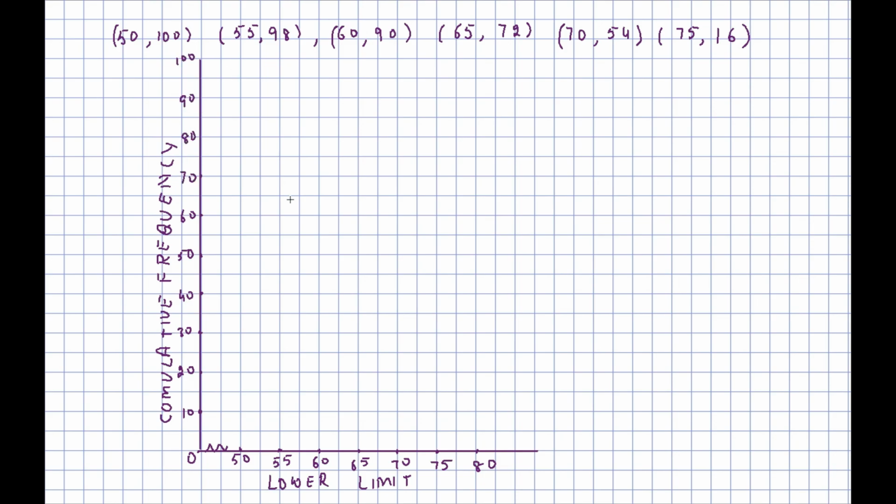Now plot the points. The point 50 and 100 will come here, and this is a point of 55 and 98. This is a point of 60 and 90, 65 and 78. This is a point of 70, 54, 75 and 16 will come here, and this is a point 80 and 0. Now join with freehand, and this is a more than type ogive.